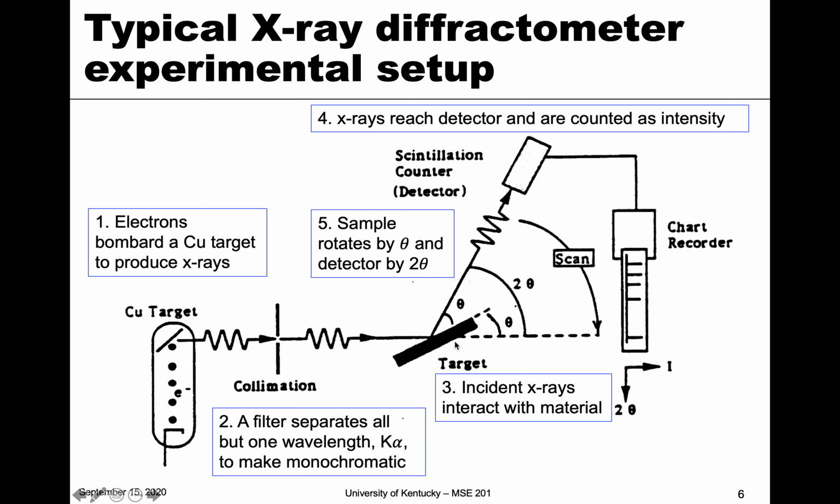So our specimen moves by theta, the detector moves by 2 theta, and that's why the measurements are going to be in terms of 2 theta, because that's what the machine is measuring. And so you just always have to keep in mind these x-axes being in terms of 2 theta.